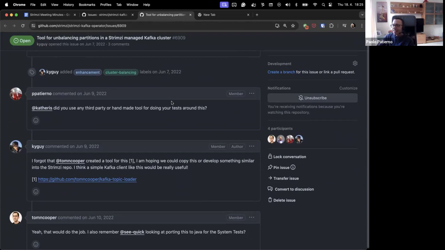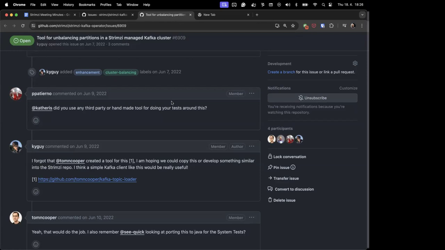But I guess that at that time, while we were working around the Cruise Control integration, we were looking for something to create an unbalanced cluster, trying everything from the operator perspective to generate proposals through Cruise Control. But we didn't get to anything useful. So I don't know. Kate, do you remember why I tagged you? You were using some tool for doing this stuff?